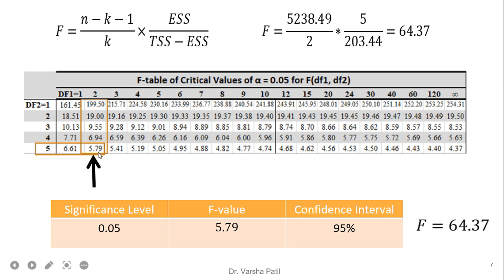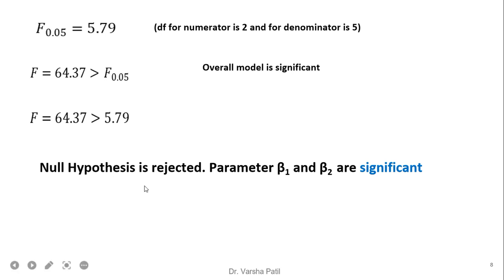Now their intersection comes as 5.79. Now here we can check that the value from the F table calculation is 64, while from the table it is 5.79. To reject the null hypothesis, this value should be greater than the table value. Now this value is greater than the table value, so we are rejecting the null hypothesis, and it means that the variables are significant in nature. So 64.37 is greater than 5.79, the null hypothesis gets rejected, and parameters b1 and b2 are significant in nature.